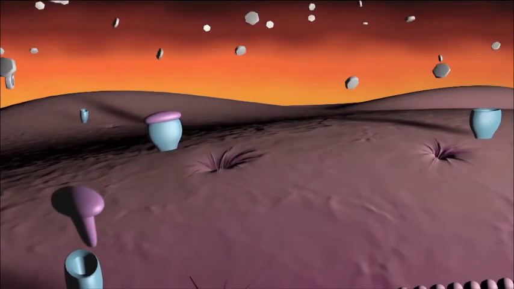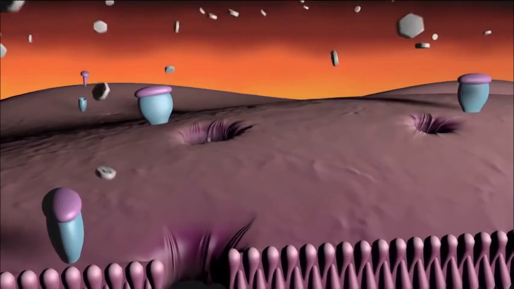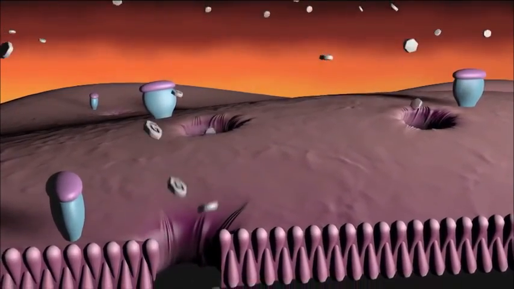In this demonstration, you will see that insulin attaches to receptors in the blood cells, opening up pathways so that glucose can be absorbed into the cell.